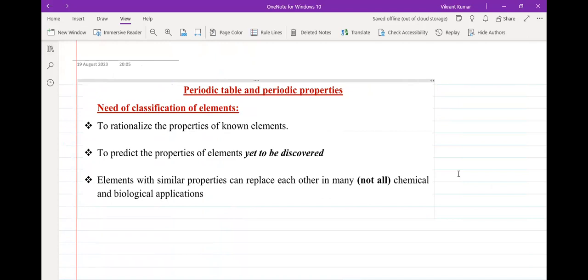Now that's the second point. Third point, I already mentioned that in many applications, if you take potassium in place of sodium or sodium in place of potassium, it will not very much affect the properties of those compounds or the related applications. And that's why in many chemical and biological applications, you can replace one element with the other which are matching in the property. Now there is a history to this.